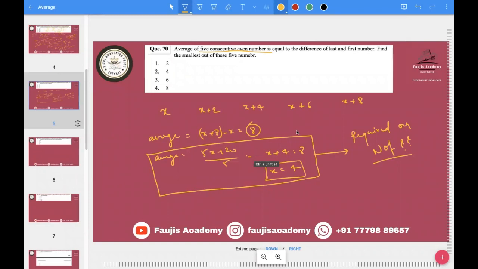Then, sir, it is given that this is equal to the difference of the last and first number. The last term is x plus 8 and the first term is x. So x plus 8 minus x will be equal to 8. Then we'll simplify, sir: x plus 4 equals 8, then x will be equal to 4. Okay, cool. Thank you so much for explaining.